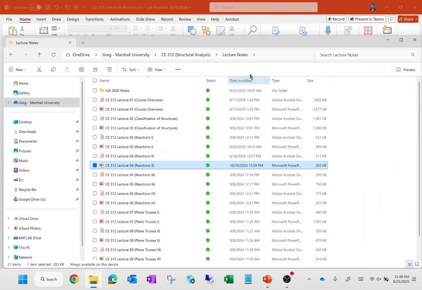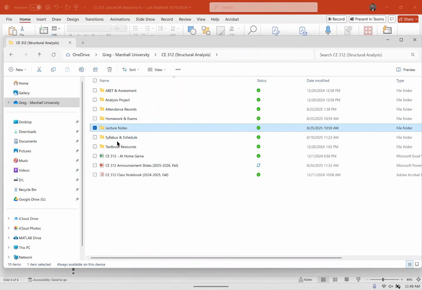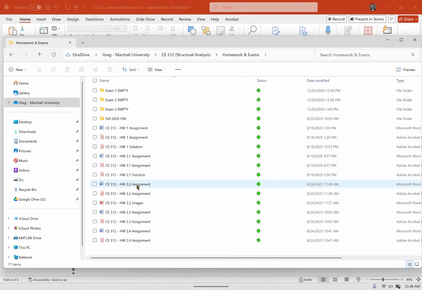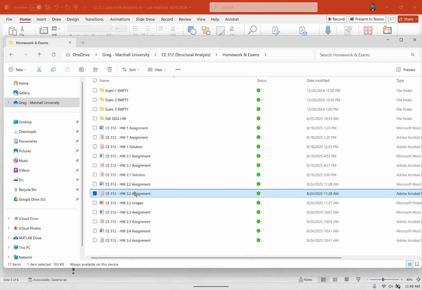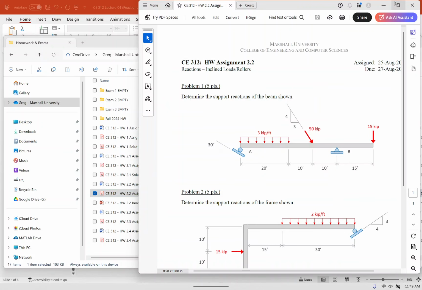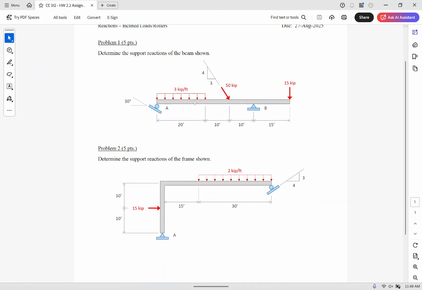Make sure and pull up the assignment and not the solution. Okay. So here's the assignment. I made these problems up myself. Both problems have an inclined roller. One's an angle, one's a slope ratio. This one has an incline load on it as well.